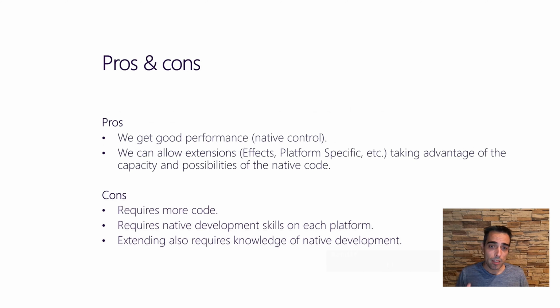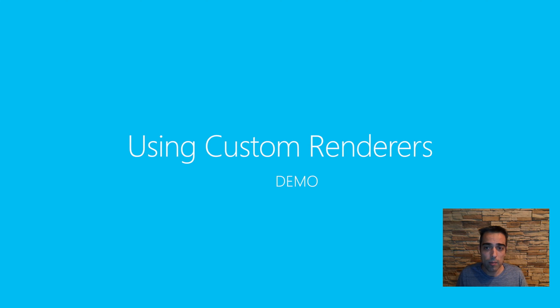So this, of course, has pros and cons. The pros are that we have good performance because we are using a native control, and we can extend all those native controls, taking advantage of the native APIs and all the possibilities of native code. But it also has some cons. It requires more code than other options that we are going to see today. It also requires native development skills on each platform. For example, to create the button, we need to know the UIButton specific APIs to, for example, I don't know, a gradient, etc. And extending also requires, of course, knowledge about native development. Let's see a quick demo about that.